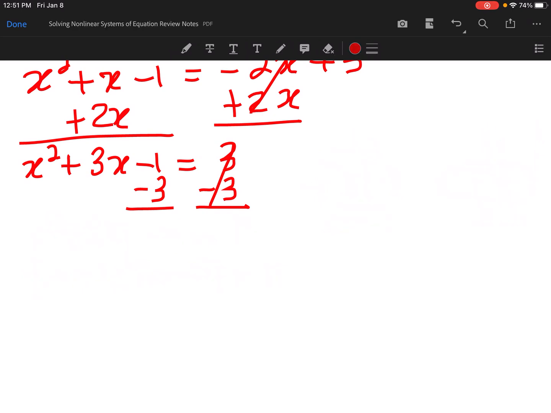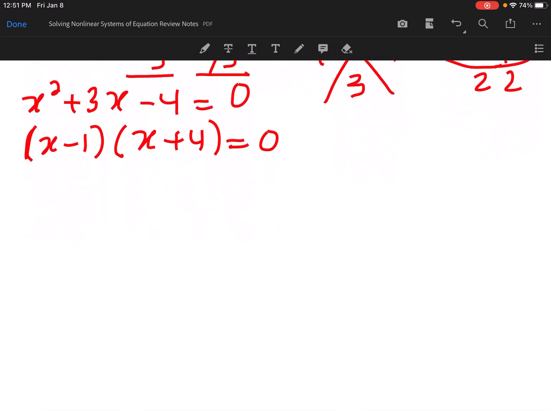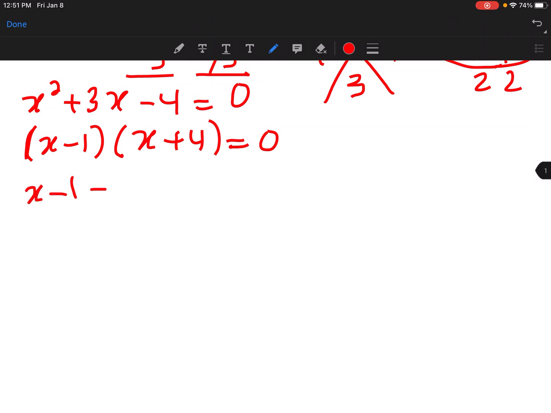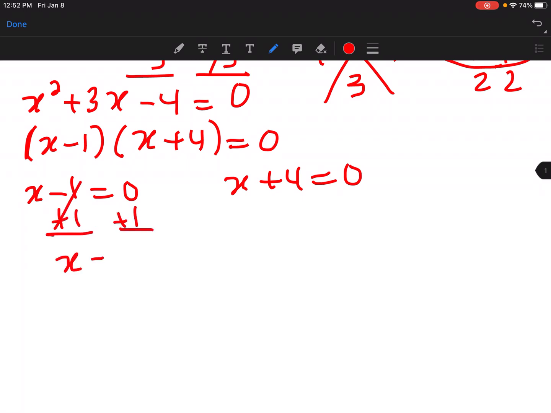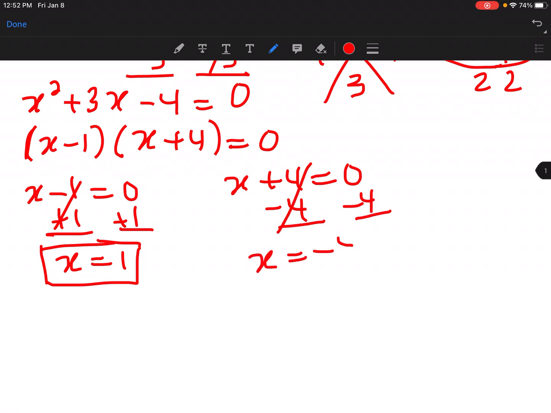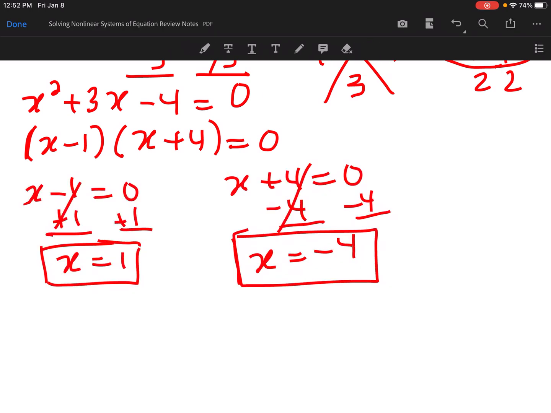I then need to solve for x for each parentheses. I set up my first parentheses, x minus 1, equal to 0, and also my x plus 4, and set that equal to 0. Then I can solve for x by adding 1 here, so my x is equal to 1. For the other one, I need to subtract 4 to find x. Therefore, my x is equal to negative 4. Now that I know my x values, as you can see, we should have two solutions. One is x equals 1. The other is x equals negative 4.